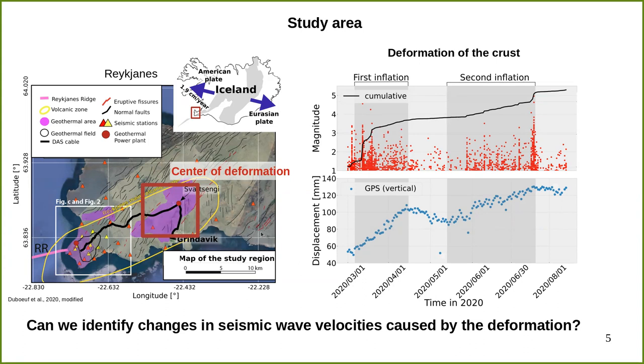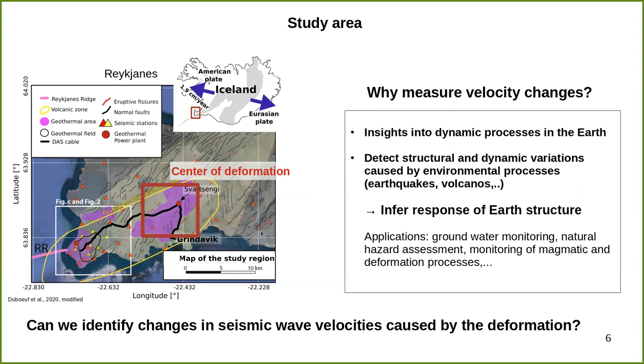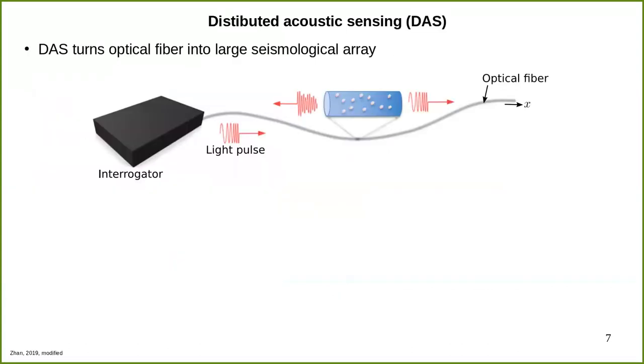But what do we gain if we measure changes in seismic wave velocities? Well, we gain insights into dynamic processes in the Earth. By measuring velocity changes, we can detect structural and dynamic variations that are caused by environmental processes such as earthquakes and volcanoes. And thus, we can infer the response of Earth's structure to these processes. This can be used for a broad range of topics such as groundwater monitoring, natural hazard assessment, and monitoring of magmatic and deformation processes. The data we use are recorded by DAS, or distributed acoustic sensing.